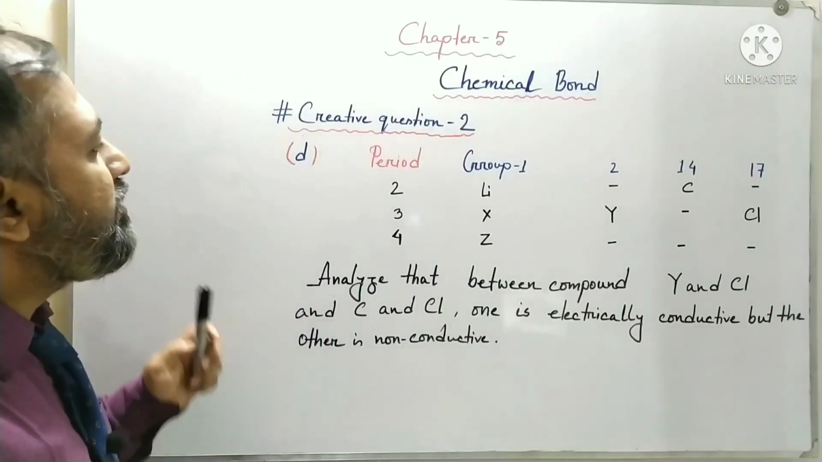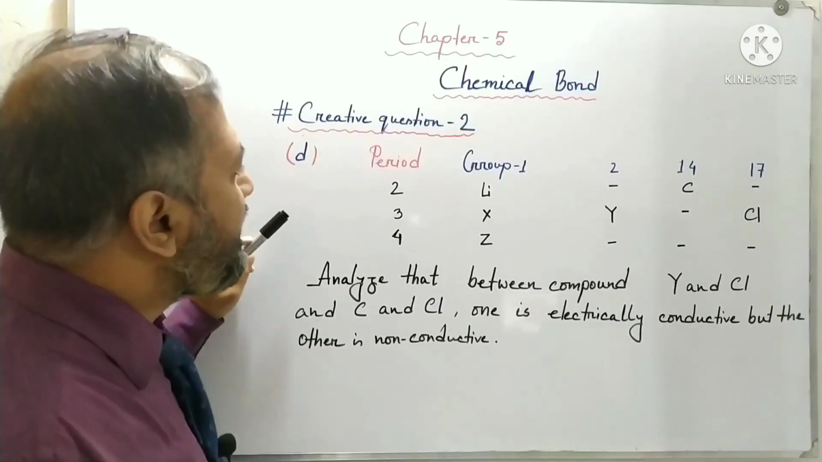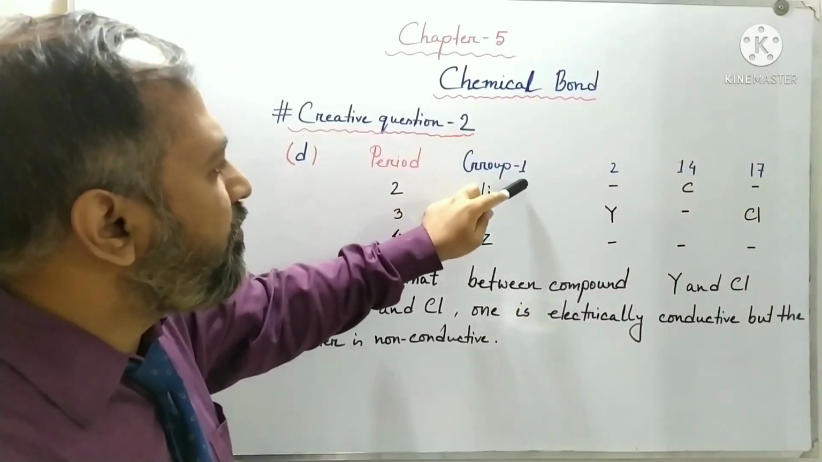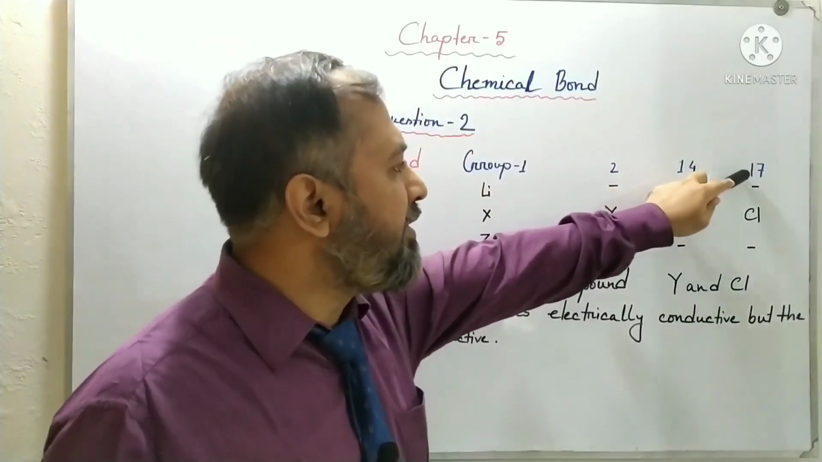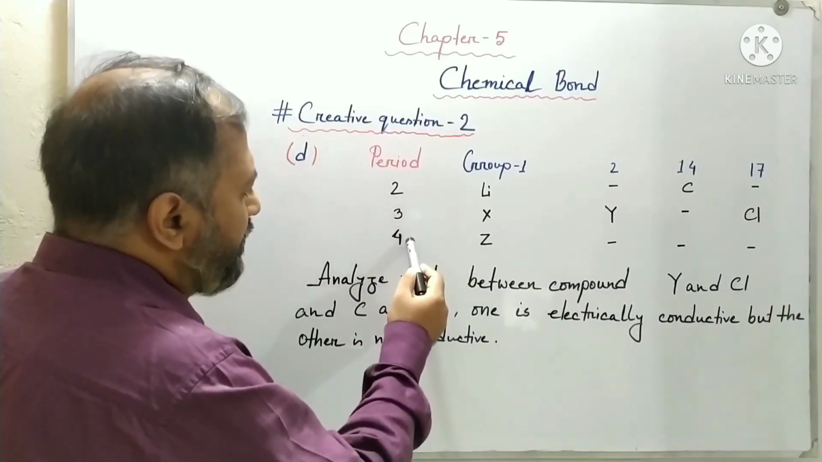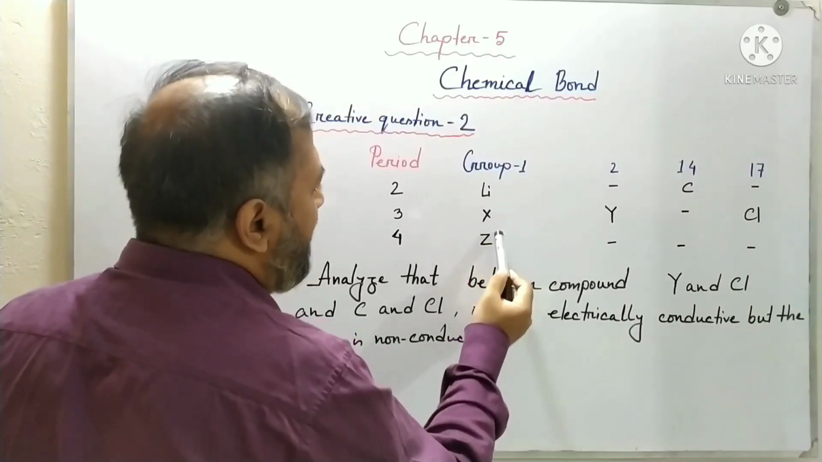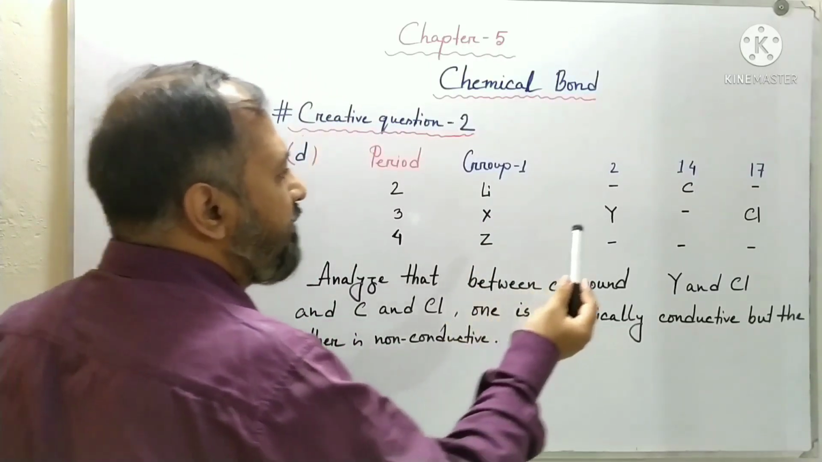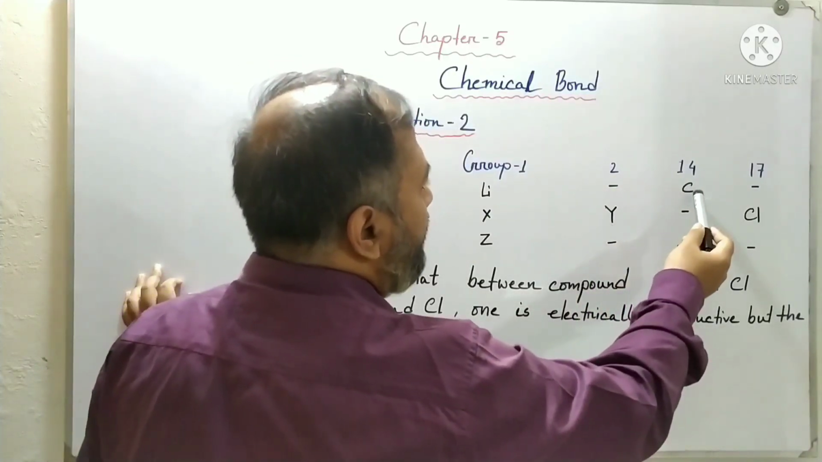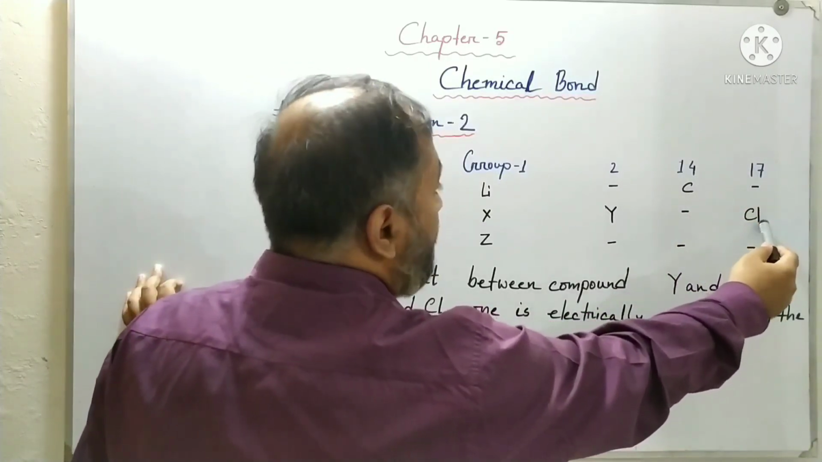Now students, come to the last question, creative question D. Here you can see some vertical rows are provided. The first one is period, then group, first group, second group, 14th group and 17th group. And you can see this is first, second period, third period and fourth period. And the first element belonging to the first period is lithium, then X and Z, whose exact names are not mentioned. And in the second period, third group, that is Y, and then in the 14th group, second period, which is carbon, and in the 17th group, third period, which is chlorine.